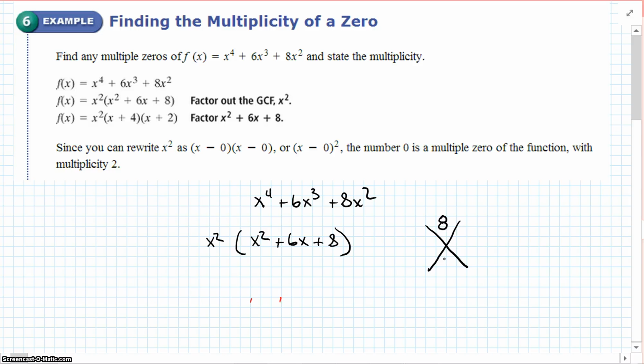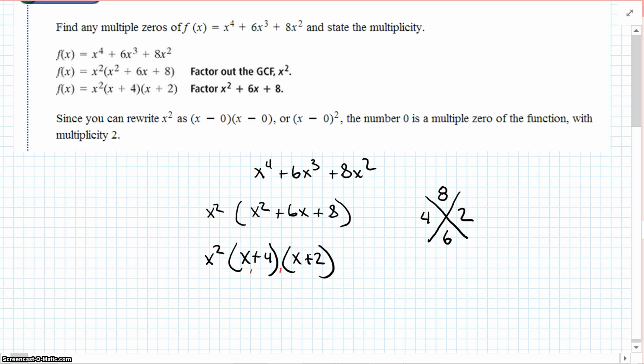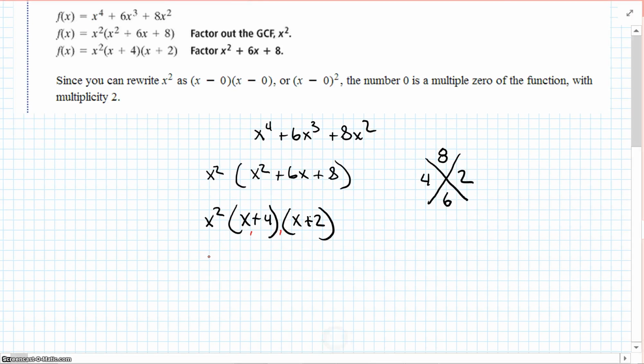A times c is 8. My b value is 6. So what two numbers give me a product of 8 and the sum is 6? I see 4 and 2. So I can rewrite this as x squared times x plus 4 times x plus 2. Alright, what are my zeros here? Well, I have 0 and a 0 because it's x squared. The zero right here would be negative 4, and the zero right here would be negative 2.